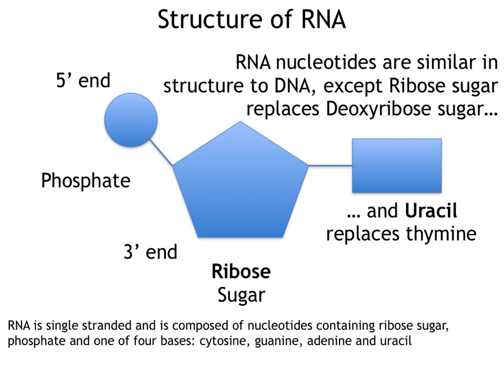Now, RNA nucleotides have got a similar structure to the DNA nucleotides. But there are a couple of differences. The deoxyribose sugar in DNA is replaced in RNA with a ribose sugar, and the bases are the same: adenine, cytosine and guanine, except thymine is replaced by a base called uracil.